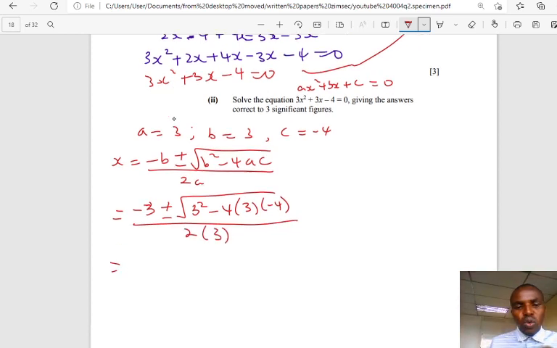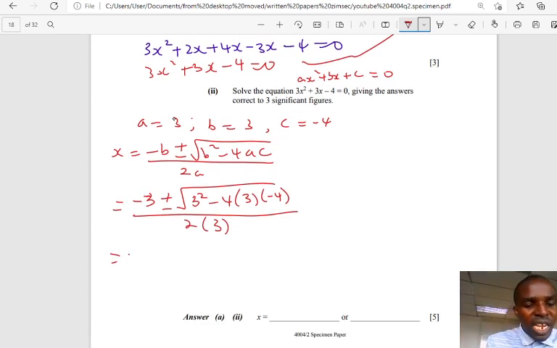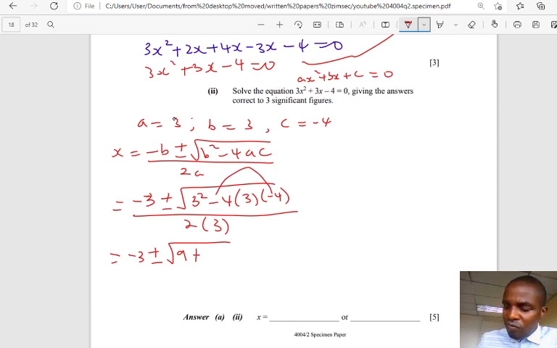Then it will be equal to minus 3, you maintain it, plus or minus. Simplify the square root first. It will be 9, minus and minus, it will be a plus here. Then 4 times 3 times 4, 4 by 3 by 4, you get 48, over 2 by 3, it's 6.